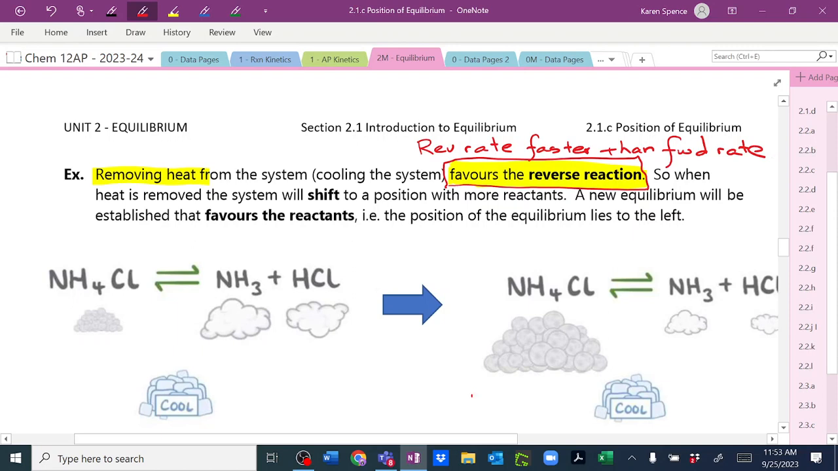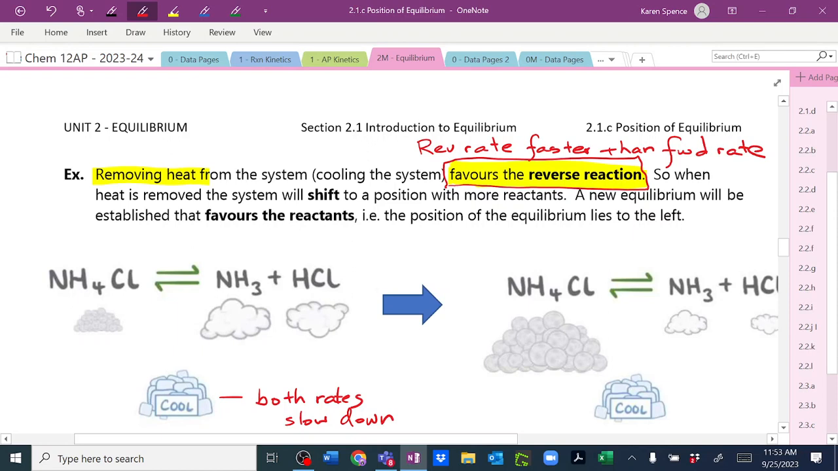What's going to happen to both rates when we cool the system? When we cool the system, both rates will slow. If they both slowed down by the same amount, would the equilibrium shift? Would we end up with a new position? Would we end up favoring the reactants or the products if they both decreased by the same amount? No. So both rates slow down.